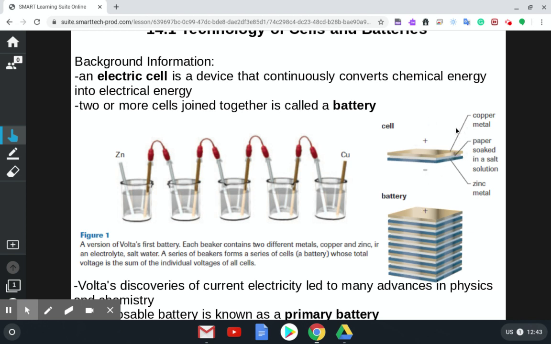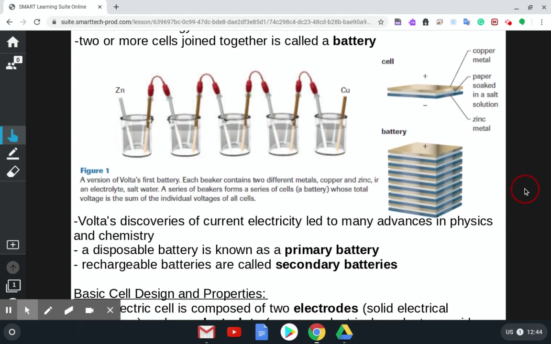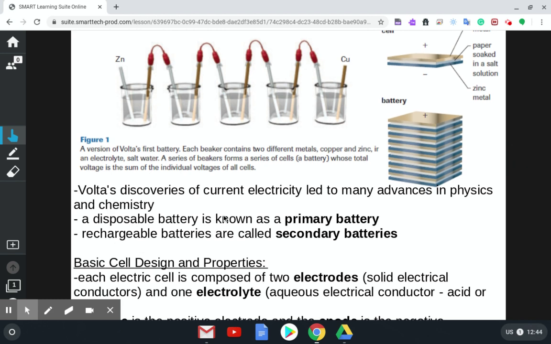Again, as long as we have our cathode and anode, which we'll talk about, and then some sort of electrolyte, in this case paper soaked in an electrolyte between the plates, to allow the charge to move. Volta's discoveries of current electricity led to many advances in physics and chemistry. The disposable battery is what we call, in chemistry, a primary battery. A primary battery can't be recharged. Rechargeable batteries are the secondary batteries.